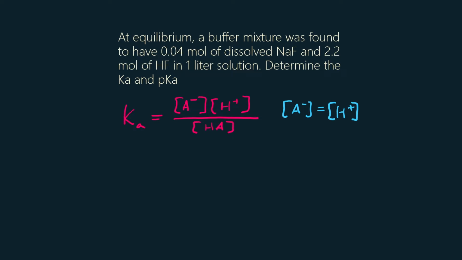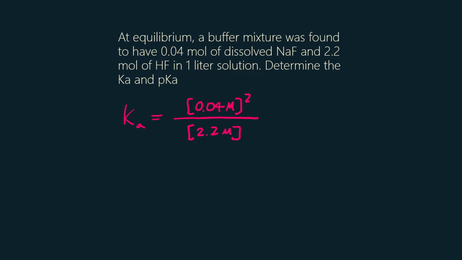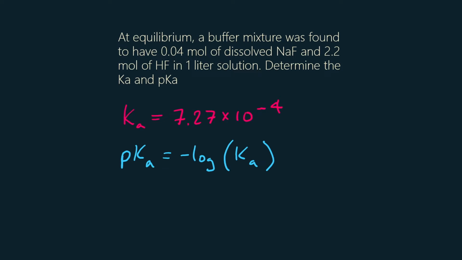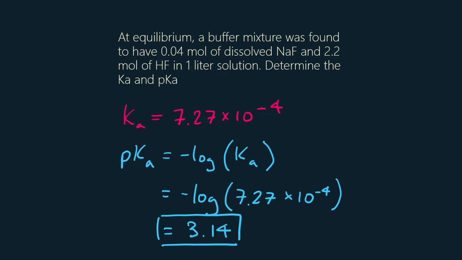We know that for every dissolved HA, there is an equal number of A- as H+. So we can rewrite the equation to look like this. And since we know A- is NaF, we'll plug its value in, and we know HF is our HA. Once we do this, we get our Ka value. To get to pKa, we'll just take its negative log, and this gets us our answer.